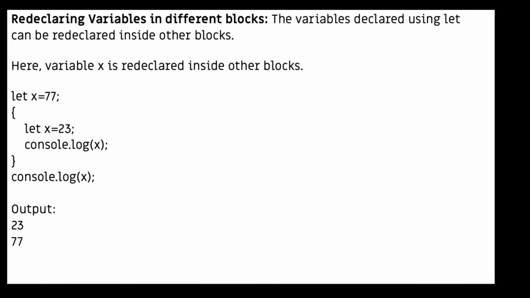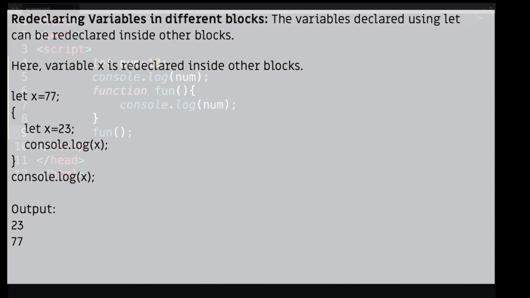So first we add let keyword, then x variable value is 77, and inside the block we can change this x variable value to 23 and check this value by using console.log x. After the block we call this x variable. So first we give the value x 23 and then calling this value 77. So check this value, open the sublime text editor.